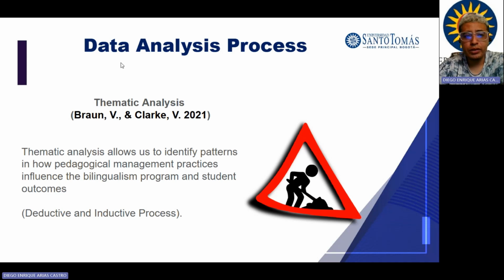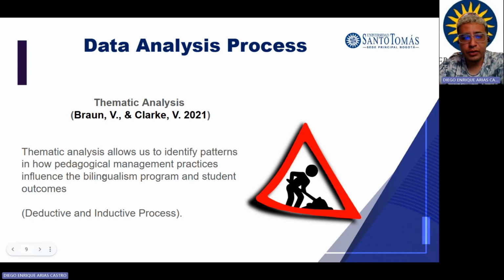Now going into the data analysis process, we selected a thematic analysis because, as it is a descriptive study, the best option that we found for this analysis was a thematic analysis, as it allows us to identify patterns in how pedagogical management practices influence the bilingualism program and student outcomes, which, as you can observe, is our main objective as well.